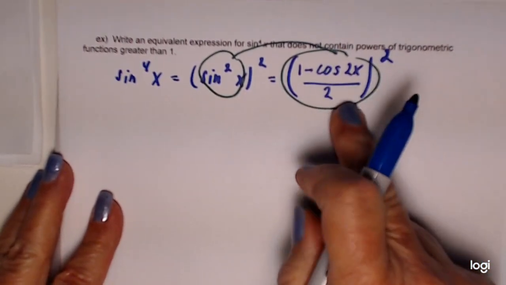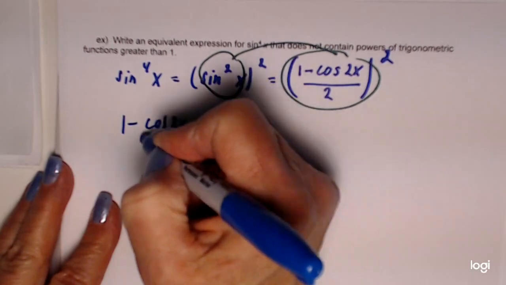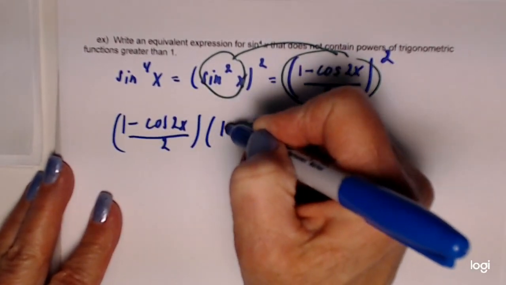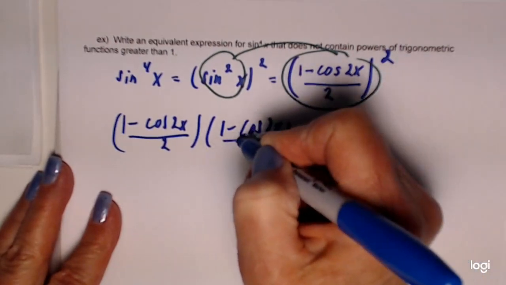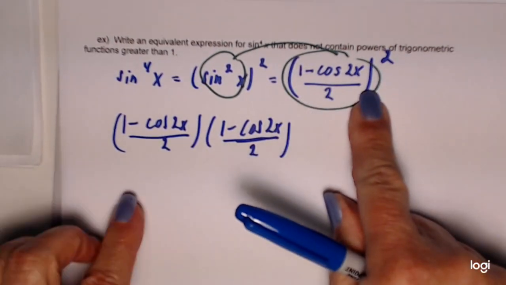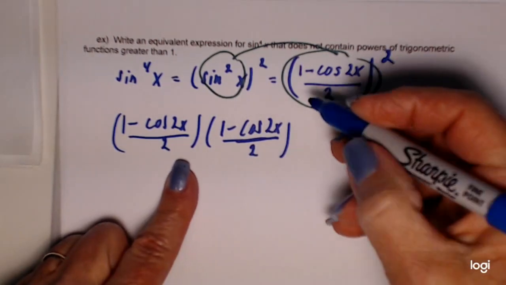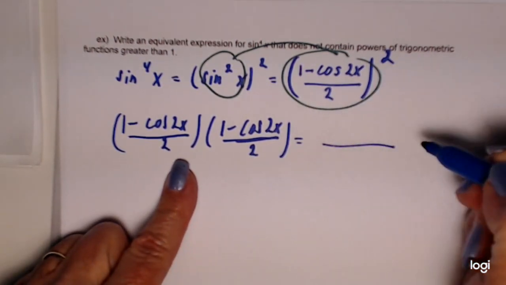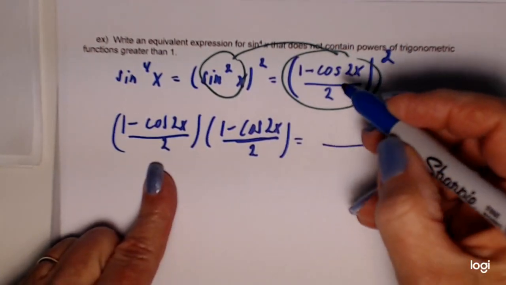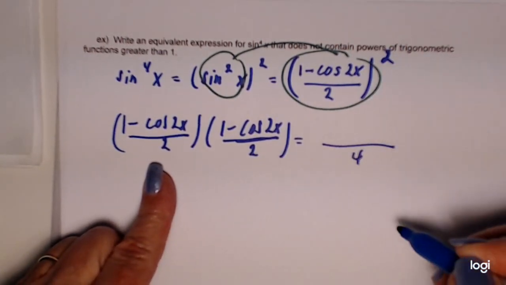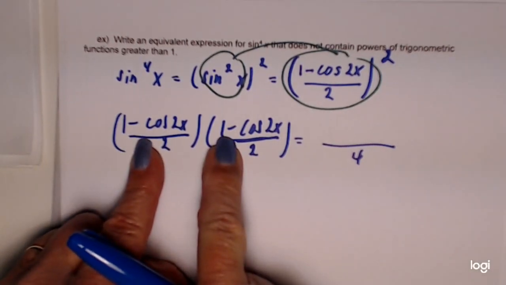Remember, what this means is 1 minus the cosine of 2x over 2 times 1 minus cosine 2x over 2. So we're going to expand this statement using this multiplication to proceed with our example. Here, I'll do the denominator first since that's easy. 2 times 2 is 4, so we have a nice 4 in the denominator. And now we have to FOIL this multiplication here.